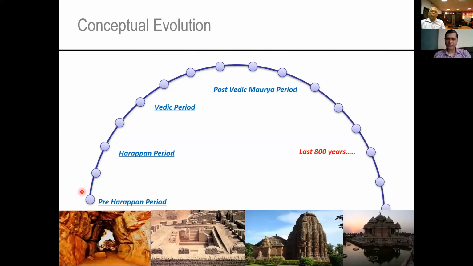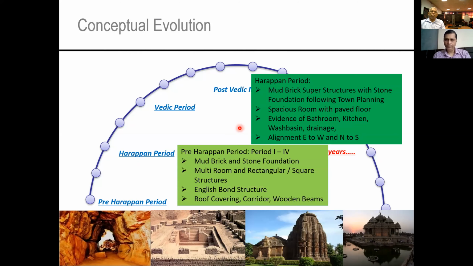Vastushastra can be traced back from the pre-Harappan periods to the Harappan periods, Vedic periods, the post-Vedic Maurya period, and the last about 800 years. From the explored pre-Harappan and Harappan sites, we could see significant uniformity in materials and methods of constructing structures throughout northern Balochistan, where mud bricks, walls, and stone foundations with a directional alignment were a key feature observed.